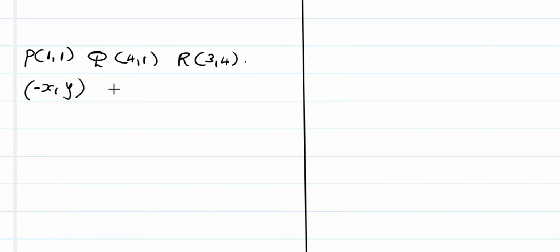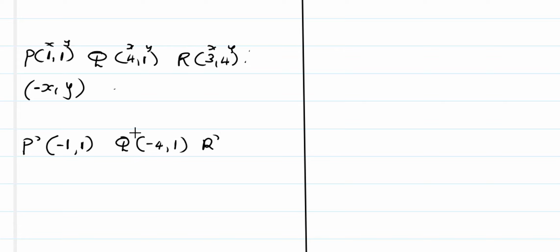So in our case, we have this as x, this is y, this is x, this is y, this is x, this is y, like that. From there, we can change P to the reflected one, which becomes now -1 because we are changing the x ones to negative, then 1 for y. Then for Q, we have -4 for x, then 1 for y, and then for R, we have -3, and then 4.